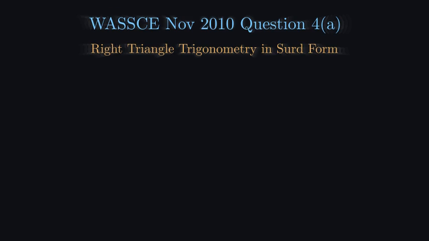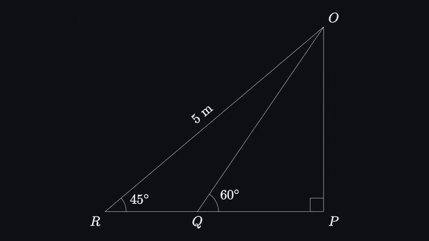Today, we are solving WASSCE November 2010 question 4a. This is a right triangle trigonometry problem, and the final answer must be left in surd form. Study the diagram carefully. This prepares us for the next step.